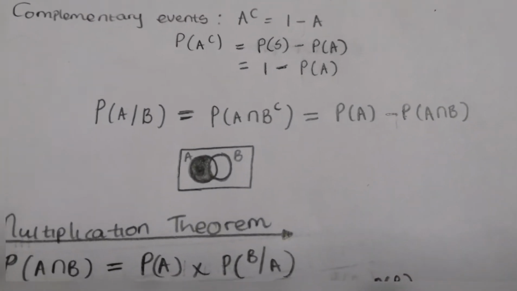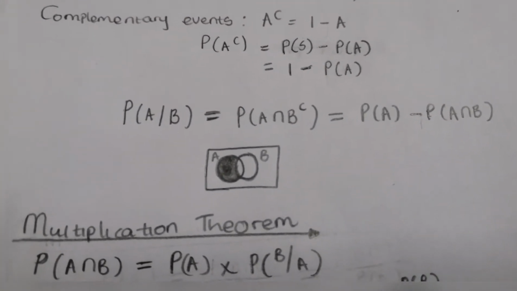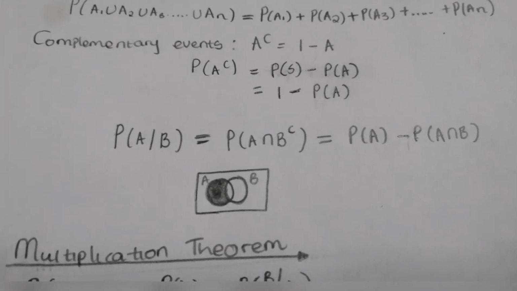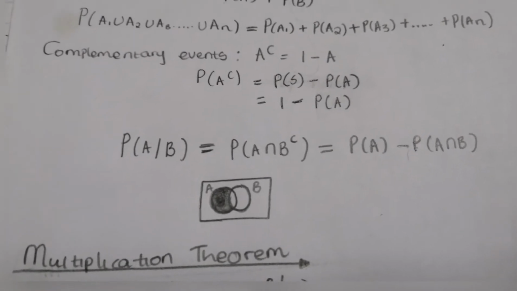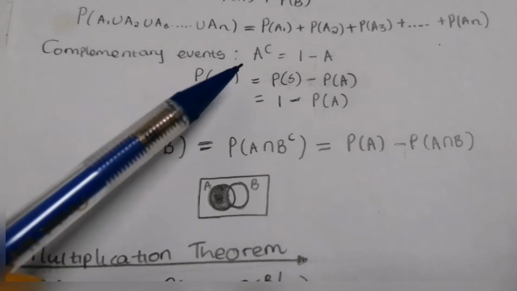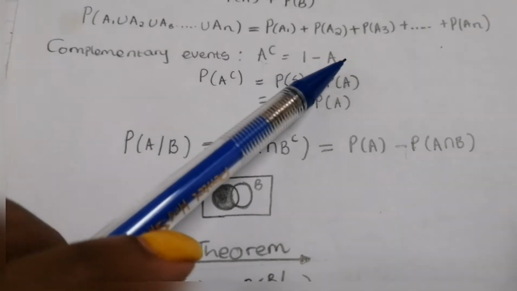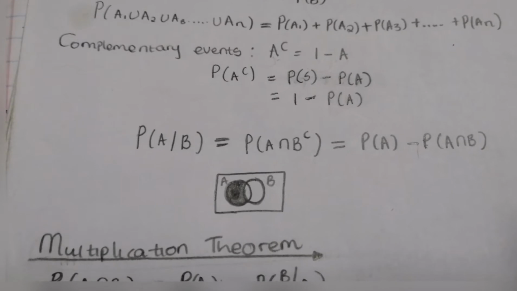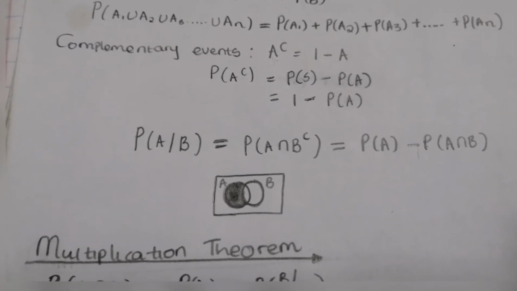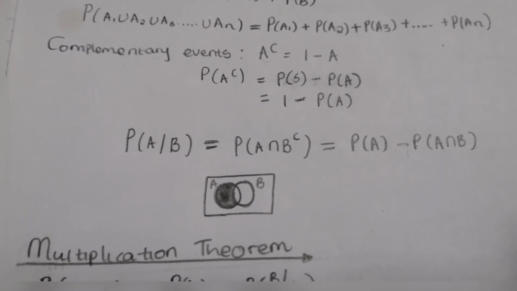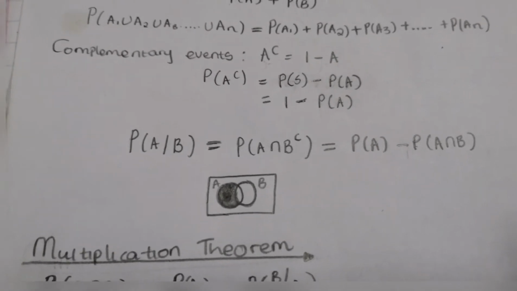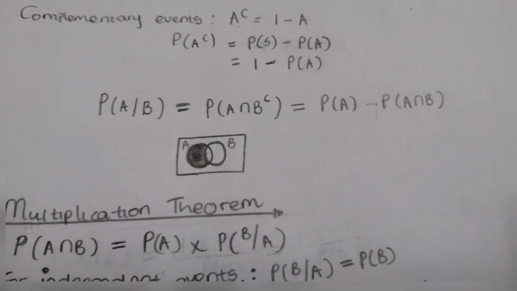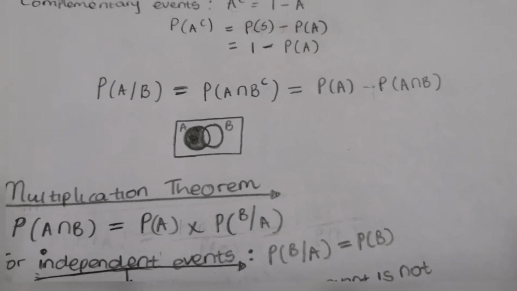So let's go to complementary events. Under set theory, we saw that A complement equals 1 minus event A, right? In probability, it is still the same thing: the probability of A complement equals 1 minus the probability of A, right?